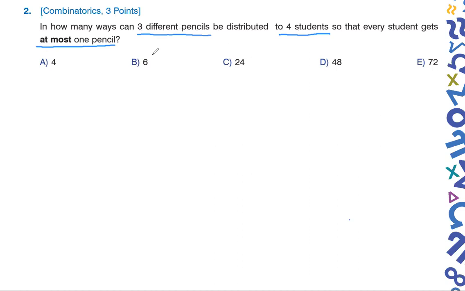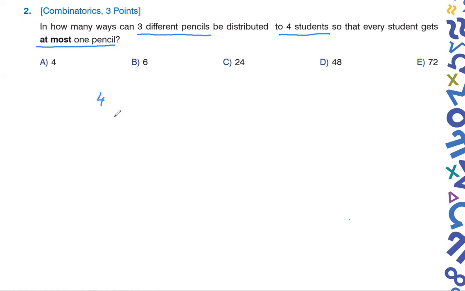So for the first pencil, let's say we take one of those pencils and we just need to give it to someone, and now we have 4 people, right? So we have 4 options for the first pencil, which is 4 ways I can achieve that. So let's say I give that pencil to person A, and now I have 2 more pencils left that I need to distribute, but I cannot give anything to person A anymore. So we now have 3 more people that I can choose from.